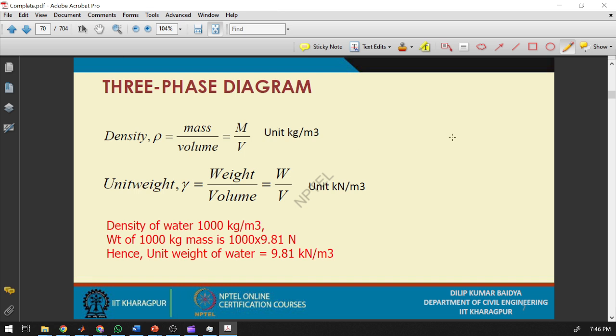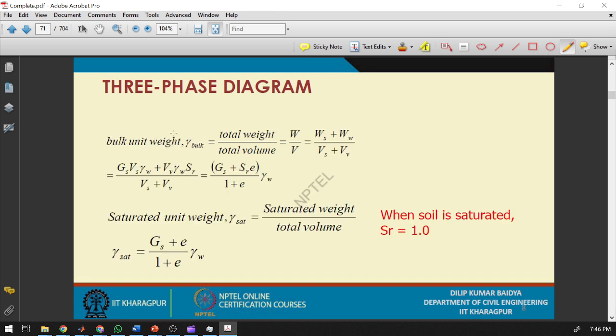Then we talk about density. We already know density is the mass over volume, and we talk about unit weight, which is weight over volume. Okay. Then we talk about bulk density. Bulk density is total solid plus water over total volume, which takes volume of solids and volume of voids. And we have this relation that we have talked about extensively in the interactive session.